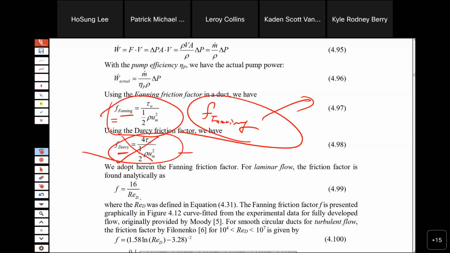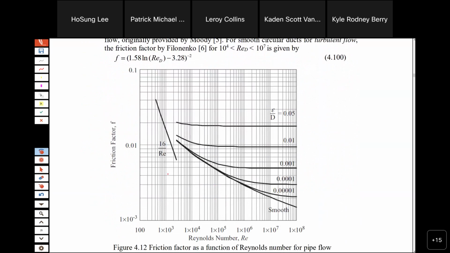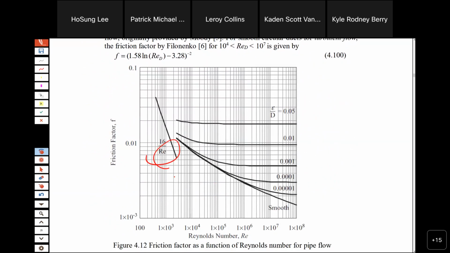Do you understand? Without the saying, laminar is 16. Darcy is 64. It's a big difference, same F. This is Fanning. This is Darcy. 4 times. You have to be extremely careful. Now it is 16 for Fanning.